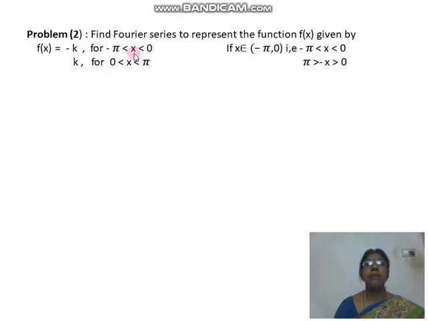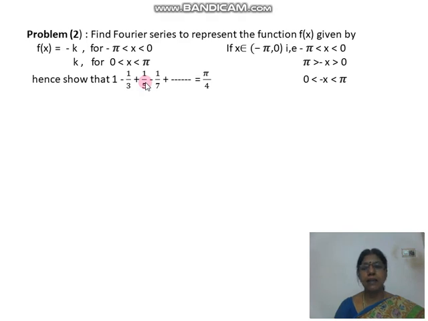Here minus pi to pi interval, discontinuity at 0. Okay, two subintervals ka divide ayindi. And also show that 1 minus 1 by 3 plus 1 by 5 minus 1 by 7 plus and so on is equal to pi by 4.